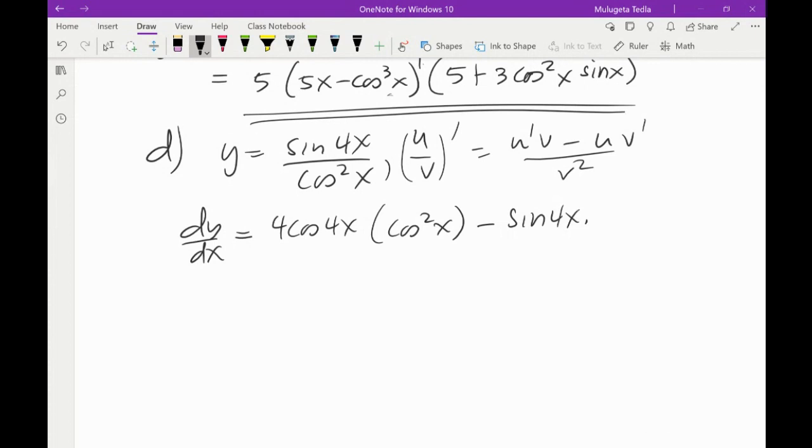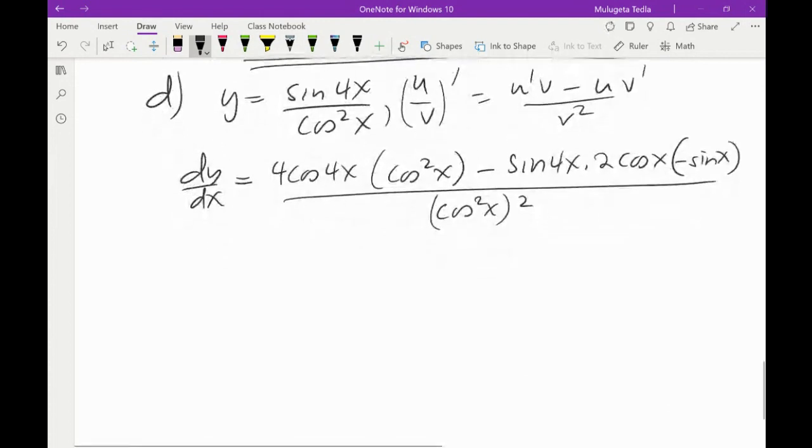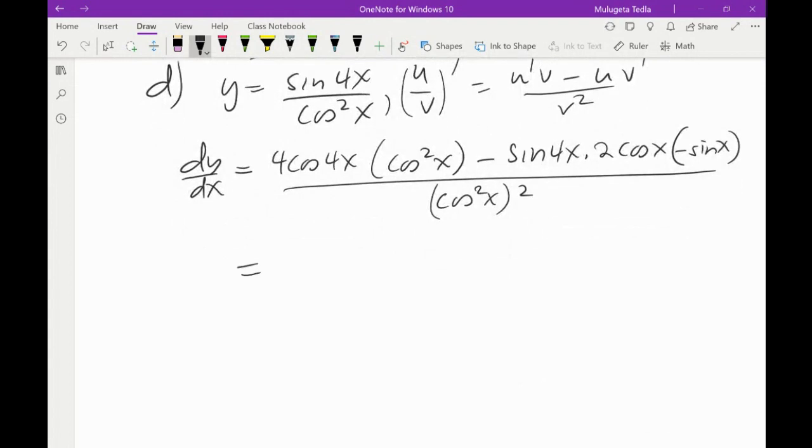The derivative is same, times the denominator, cos squared of x, minus the top sine 4x, times the derivative of the denominator. The denominator is cos x squared, the same as cos squared x. So when you find the derivative of that, you get 2 cosine of x times the derivative of cos, which is minus sine of x, over cos squared of x squared, which is the fourth power of cos.